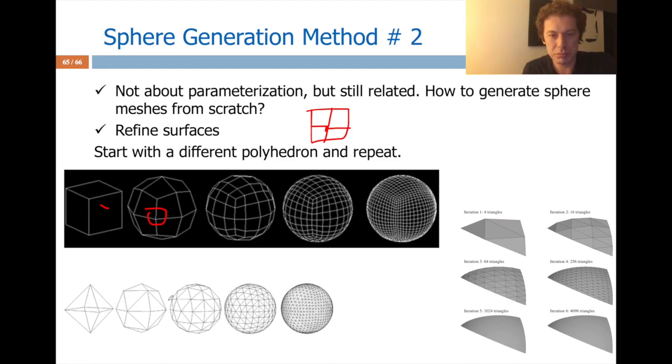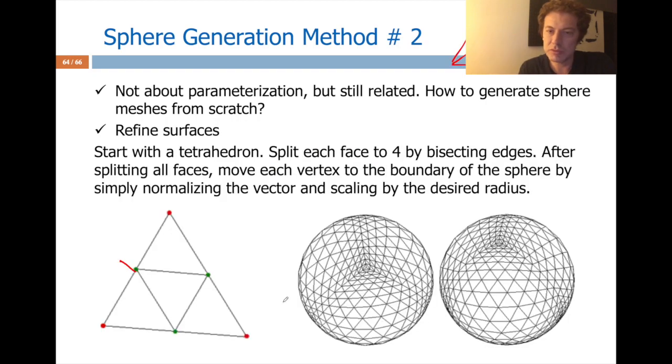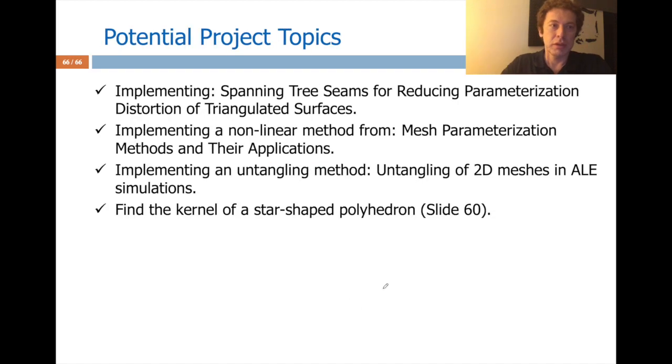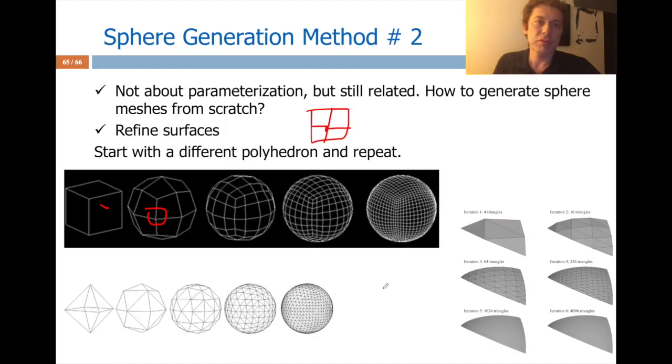Starting with an icosahedron seems to do a better job than a tetrahedron start, because the triangles tend to be smaller towards the corner points there. So this start leads to a better mesh in terms of uniformity. And that wraps it up.